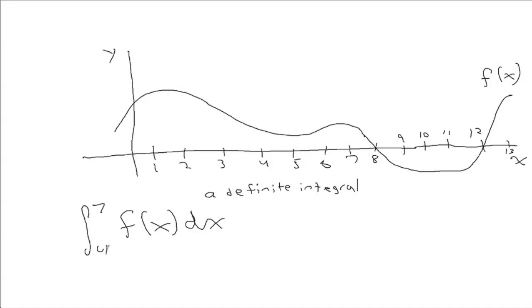So how would you interpret this? It's the area under the curve between 7 and 4. So it would be this area here. Good.